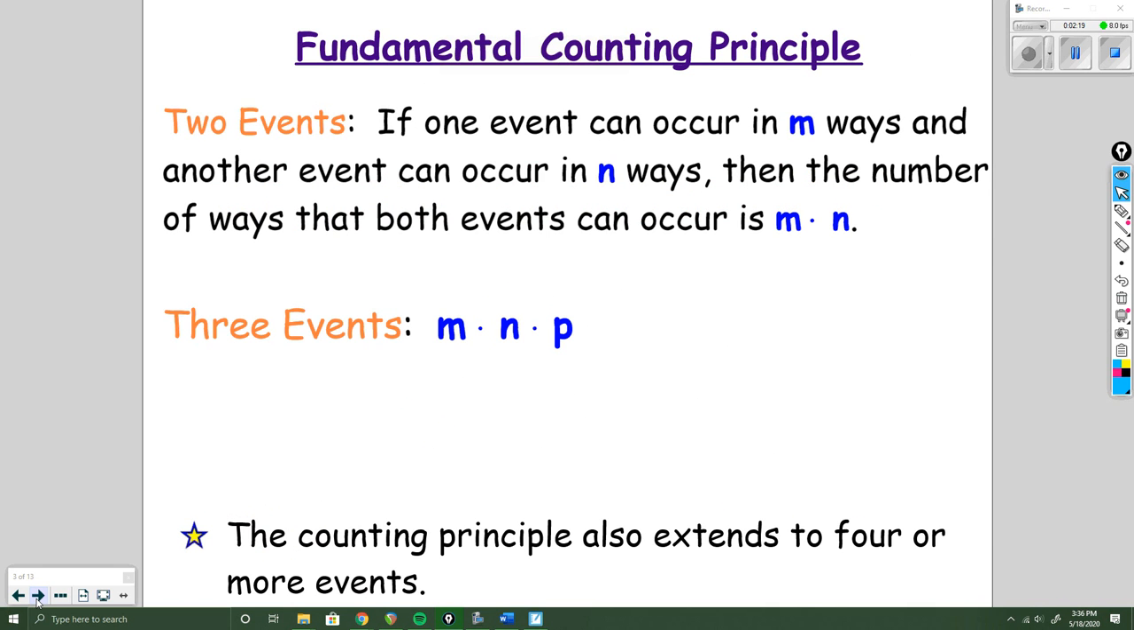So by definition, the fundamental counting principle for 2 events states if one event can occur in m different ways and another event can occur in n different ways, then the number of ways that both of the events can occur is m times n. If 3 events are happening, then we have the number of ways that the first event can happen times the number of ways the second event can happen times the number of ways that the third event can happen. And of course, the counting principle also extends to 4 or more events as well.